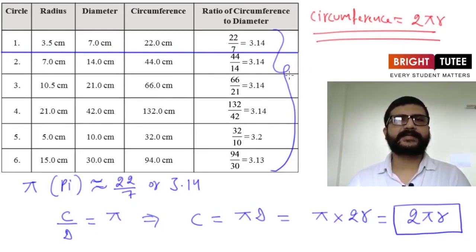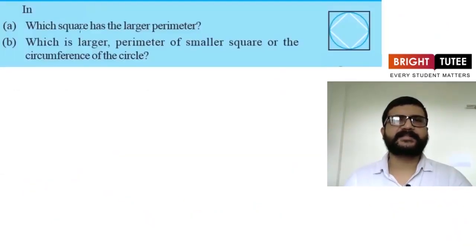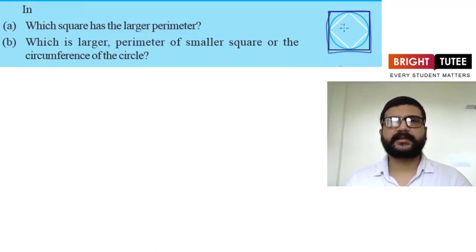Now let us see a few examples based on circumference of a circle. Now let's try this question. The question is in figure 11.31, that is this figure shown here. The first question is which square has the larger perimeter? So here two squares are marked. As we can see, one is the outer square like this, and one is the inner square.